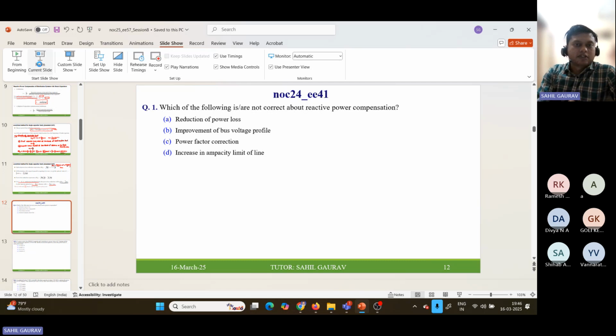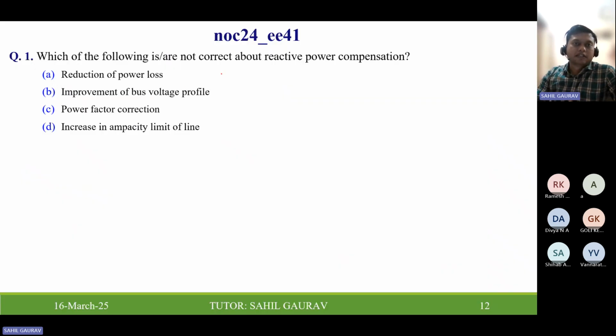Here it is asking which is not correct about the reactive power compensation. So what are the advantages of reactive power compensation? First is reduction of power loss. It is an advantage. Improvement of bus voltage profile. Yes, it is also an advantage of reactive power compensation. Another is power factor correction. It is also an advantage. Increase in ampacity limit of line. No, it is not correct.